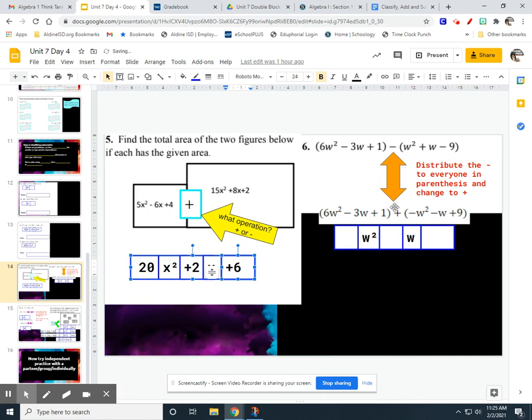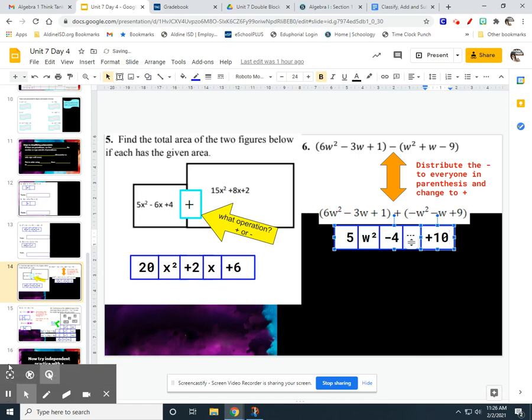All right, right here, we're going to have to distribute the minus sign. So that means that I change everybody's sign inside and change that minus to a plus sign. So that's why this became a minus, this became a minus, and this became a plus, because I changed those signs and put a plus sign now. Now I'm doing 6 plus a negative 1, which would be 5. Negative 3 plus a negative 1 would be a minus 4. Plus 1 plus 9 is plus 10.